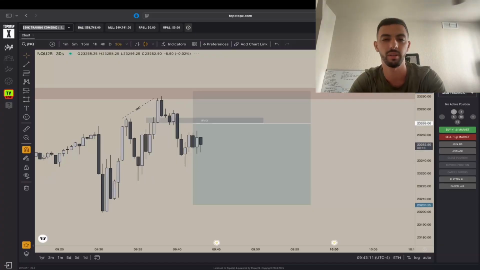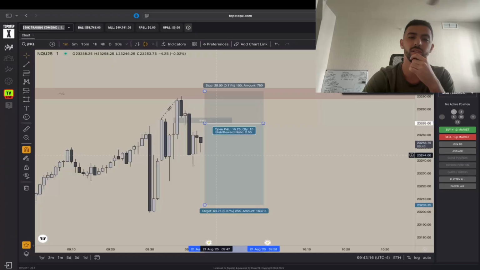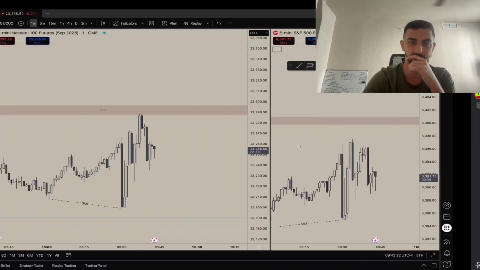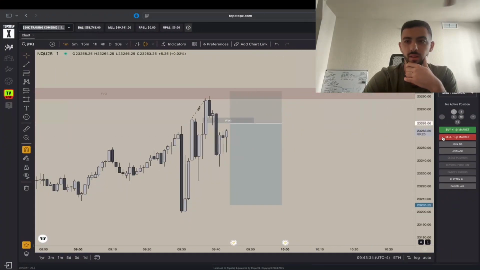Actually, it might run without us, but again, let's just wait. Stay patient. If we don't get an entry, we don't get an entry. We got the internal SMT. And yeah. So we tapped a 1 minute gap.